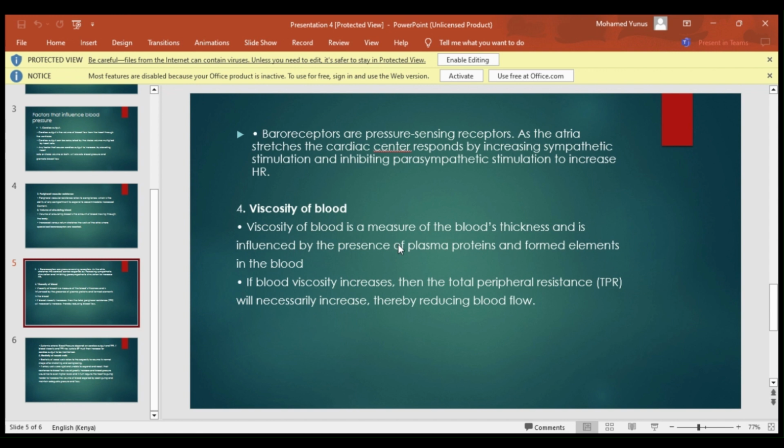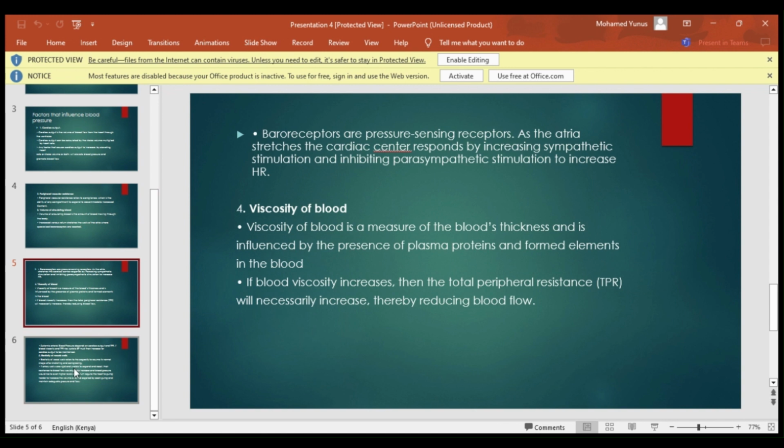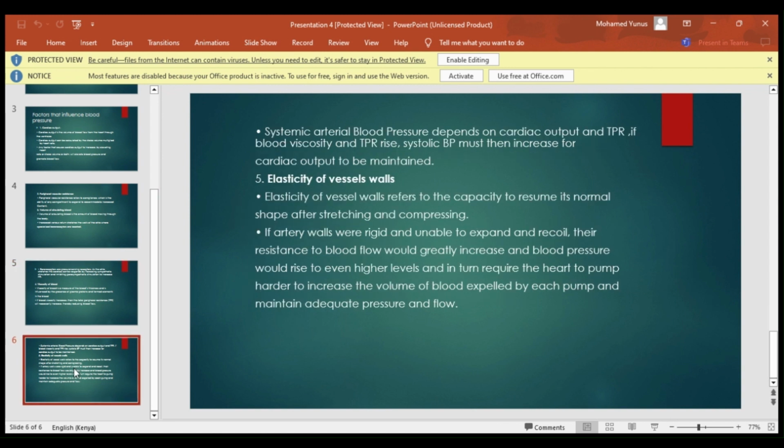If blood viscosity increases, the total peripheral resistance also increases, thereby reducing the blood flow. Systemic arterial blood pressure depends on the cardiac output and the total peripheral resistance. If the blood viscosity and the total peripheral resistance rise, the systolic blood pressure must then increase for cardiac output to be maintained.